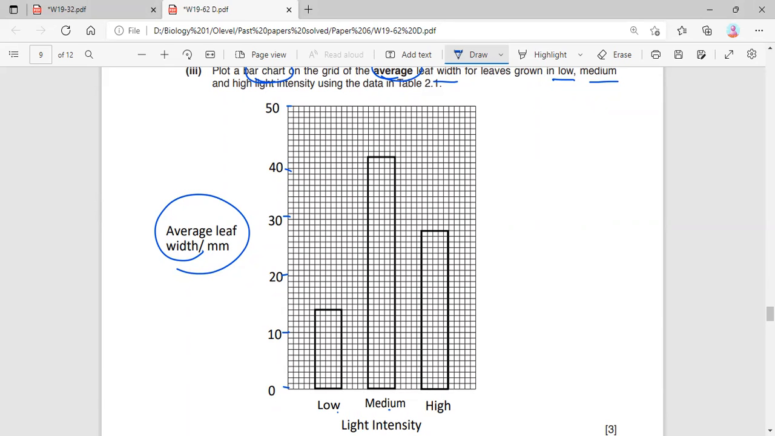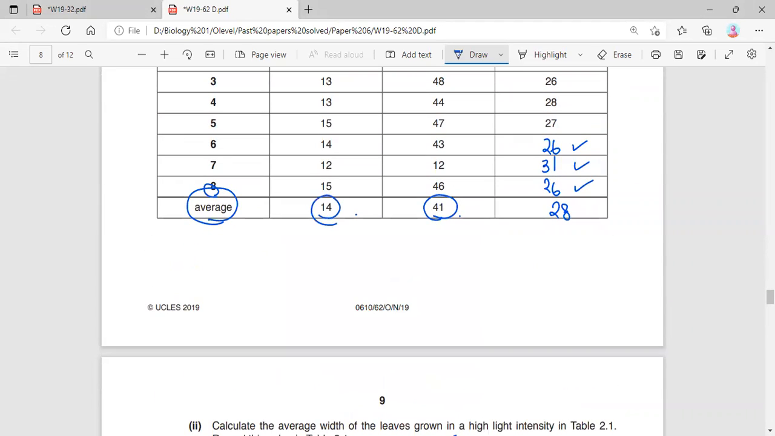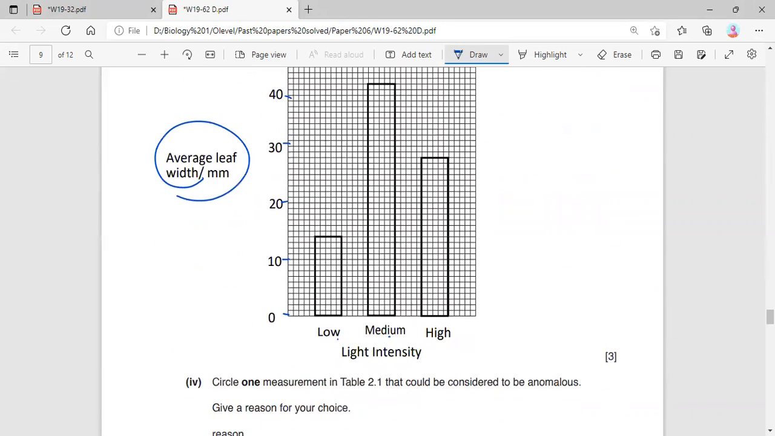And then you start drawing a bar for each light intensity. Here it was 14, 41, and 28. But take care, bars have to be equal and the spaces between them are equal. Okay?